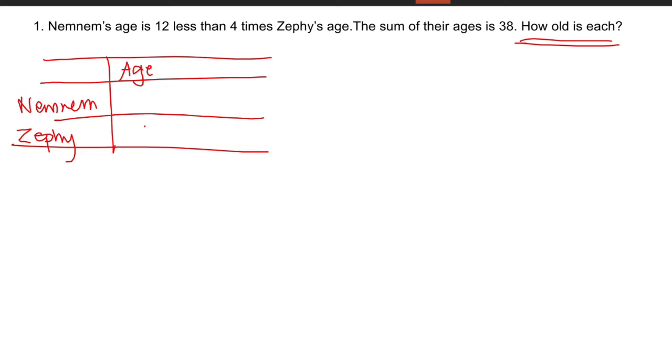So let's denote Zephy's age as x. And then here we have 12 less than 4 times Zephy's age. So we will multiply Zephy's age by 4 and then we subtract 12. Take note that whenever you see 12 less than, meaning to say 12 is to be subtracted from 4 times Zephy's age. So here we have now our expressions.